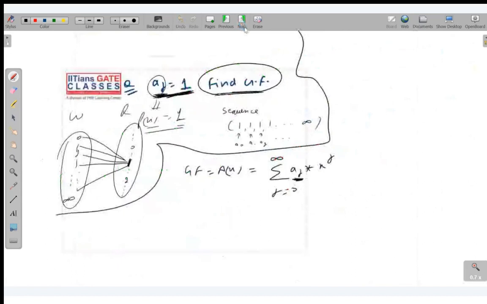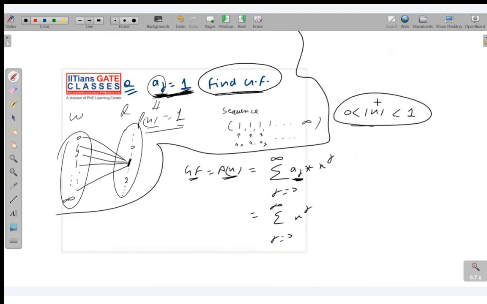So I have simply written that. I have not done anything extra. So generating function is represented by A(x), sigma r equal to 0 to infinity a_r into x power r. Closed form I have written. What is a_r? a_r is 1. So simply apply it: sigma r equal to 0 to infinity x power r. Now we do not know what x is here. So x is any number, but the condition is that it should be greater than 0 and less than 1. So it is between 0 and 1. Now if you open it up, what will you get? x power 0, when r is 0, then plus x power 1 plus x power 2 plus x power 3 up to infinity.